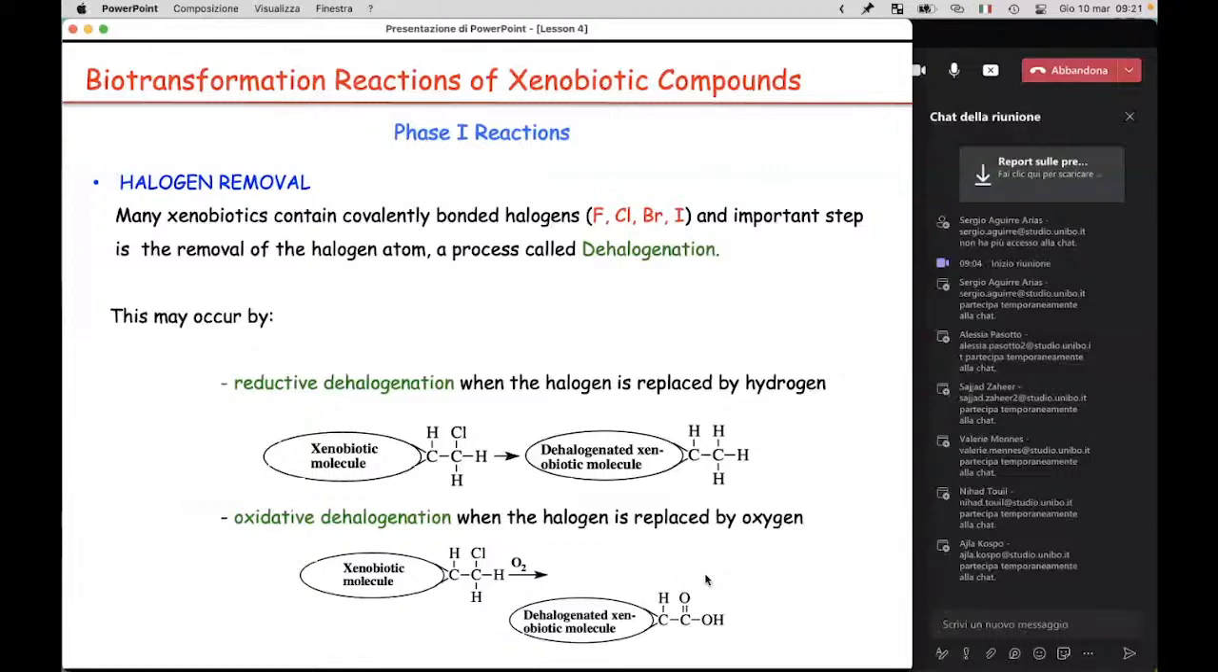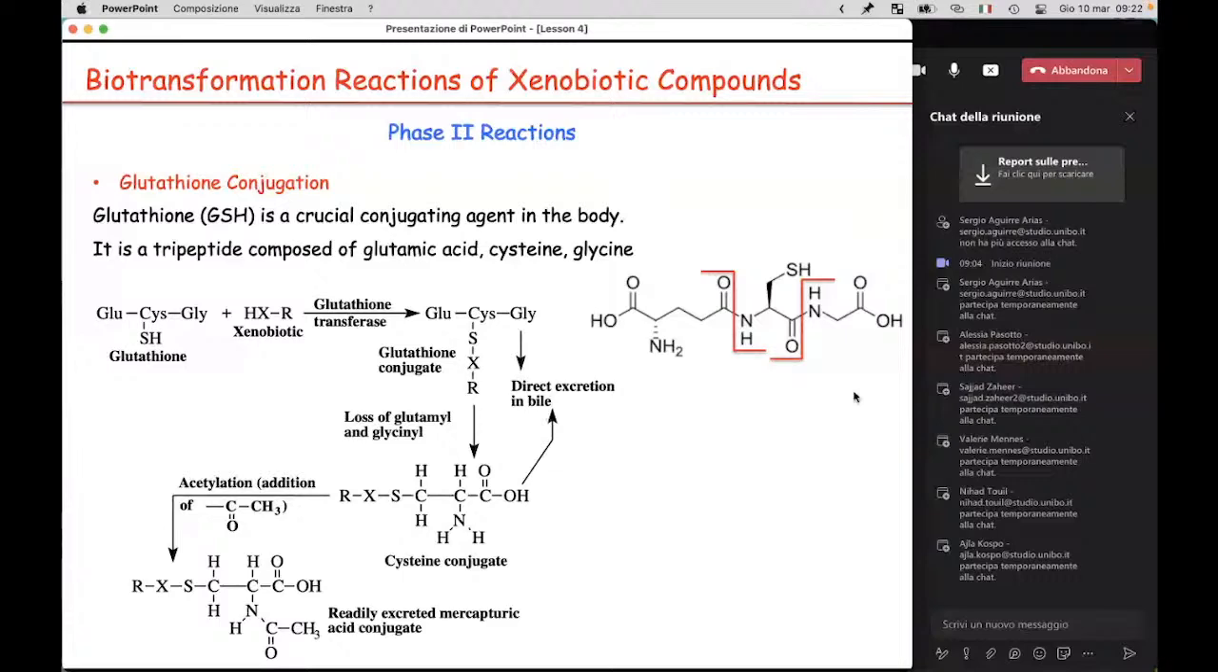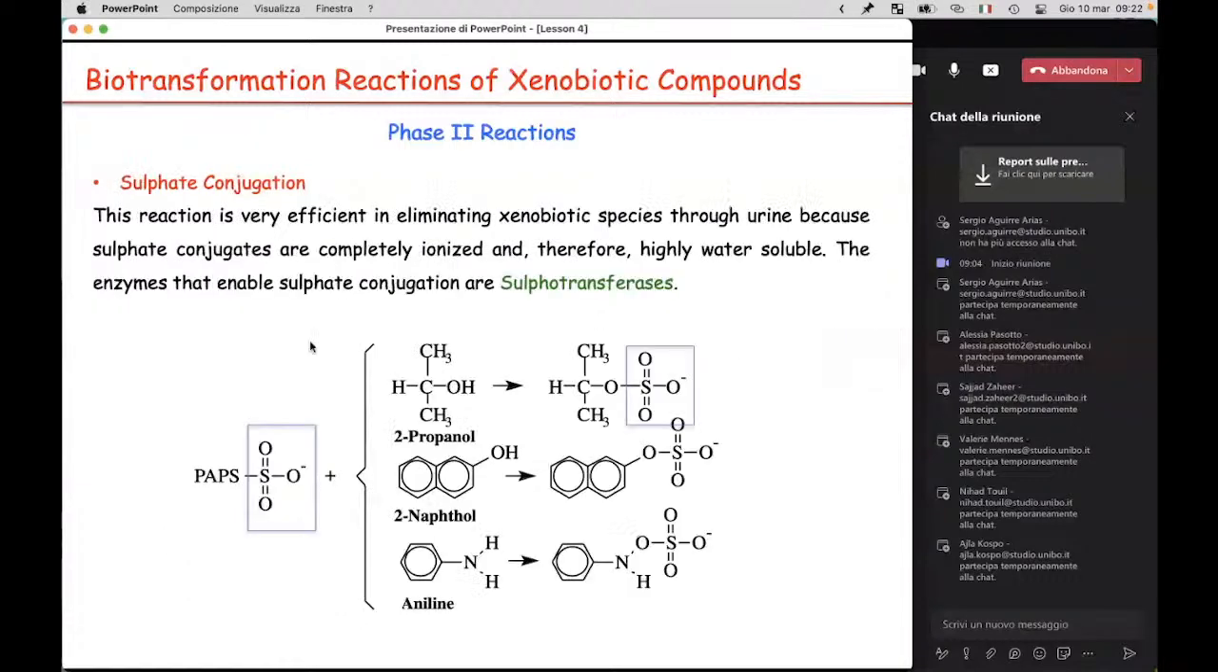And then phase 2 reactions, we can observe, let's say, 3 major kinds of phase 2 reaction. Glucuronide conjugation. Glucuronide is this molecule similar to glucose, but with carboxylic acid function instead of an alcoholic function. Glutathione is this molecule, a tripeptide, so 3 amino acids together. And sulfate conjugation. In this case, we add a sulfate group, which is of course permanently charged, so the molecule becomes much more hydrophilic.